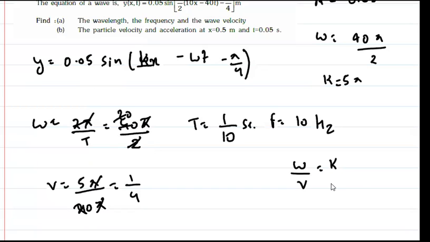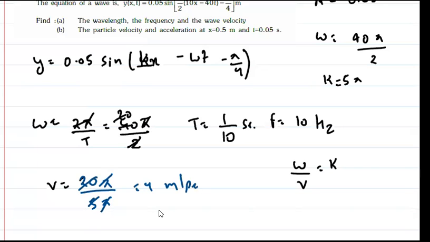K is equal to what? K is equal to omega by V, na? Right? Abhiram, tell me. Okay. So yeah, sorry, my bad. I just wrote it opposite. Omega by V, right? Sorry, my bad. So this is 20 pi by 5 pi. Apologies. 4. 4 meter per second, right everyone?